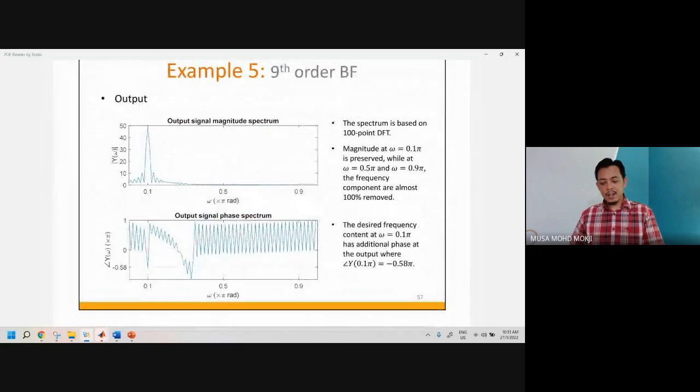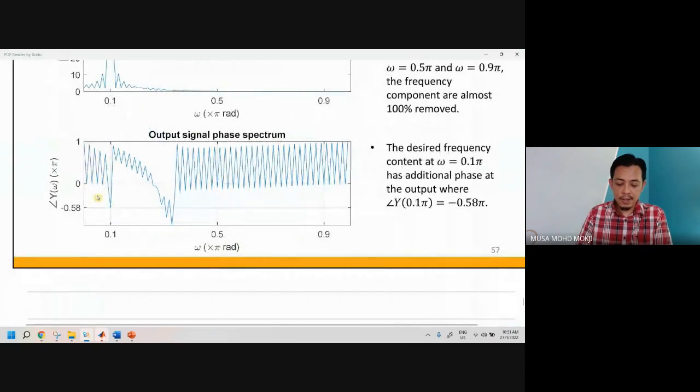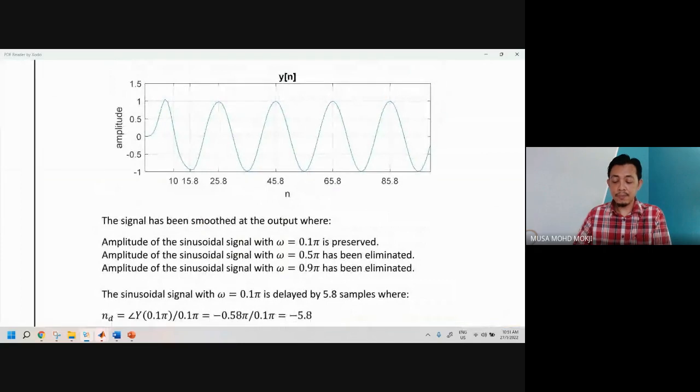All right, so this is the output. We can see that there's no magnitude for 0.5 and 0.9 anymore. What we have is just a magnitude of 50 at 0.1, and then some phase at negative 0.58. So now we can see some very smooth outputs, because this is actually the 0.1 pi, and it has been delayed.